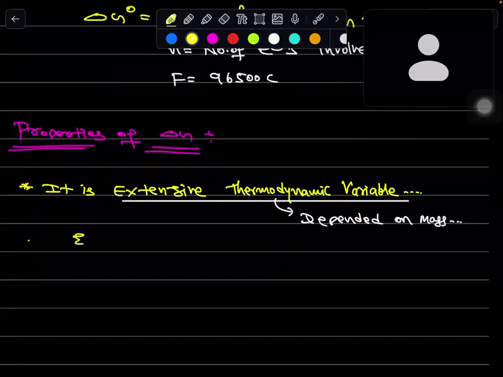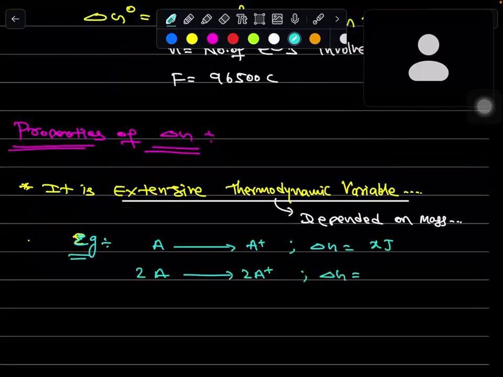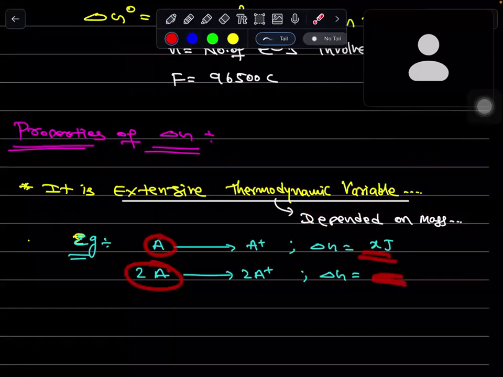Since it is an extensive thermodynamic variable, which is dependent on the mass, let's assume A becoming A plus. The del G value is given as x joule, consider. When 2 moles of A become 2 moles of A plus, what will be the del G value? Here 1 mole is involved, so x joule. Now 2 moles involved, then how many joules of energy will be released?